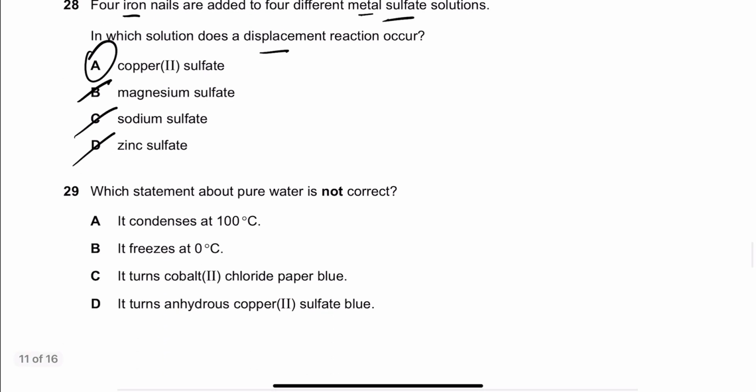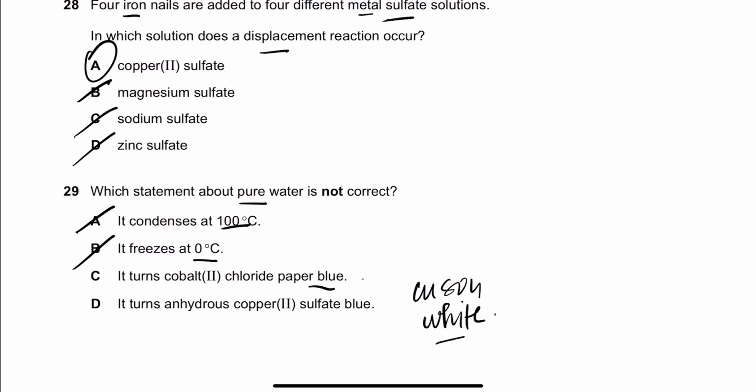Which statement about water is not correct? About pure water, it condenses at 100 degrees Celsius. Yes, sir, that's correct. It freezes at 0 degrees Celsius. That is correct. And then it says it turns cobalt(II) chloride paper blue. No, that's wrong. I'll tell you what. It turns anhydrous copper sulfate blue. Yes, it does. Copper sulfate is white, so that's why it's anhydrous. Anhydrous means it does not have water. And once you add water to it, you realize that it becomes blue because the water of crystallization is being attached to it, right? So it does do that, and C is therefore left. So C is my answer.